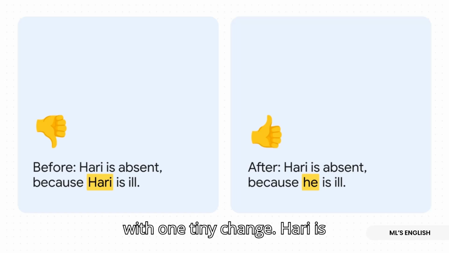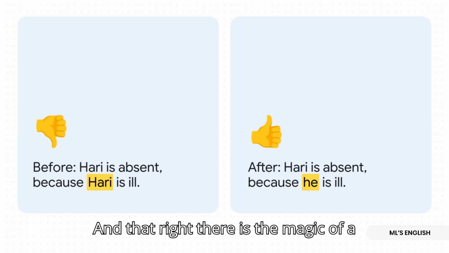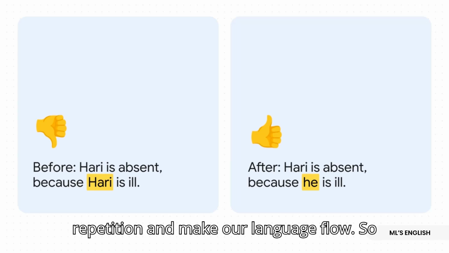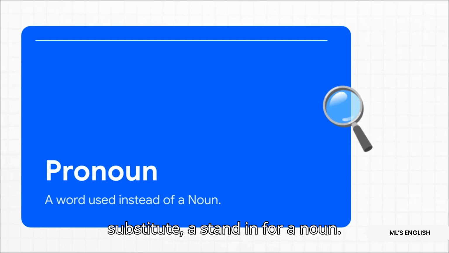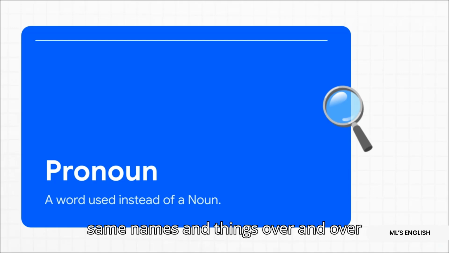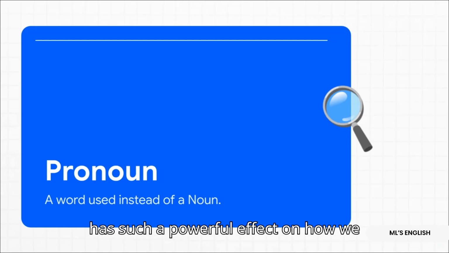Now listen to it with one tiny change. Hari is absent because he is ill. See? It's instantly smoother, more natural. And that right there is the magic of a pronoun. Its job is to stamp out repetition and make our language flow. So at its very core, a pronoun is just a substitute, a stand-in for a noun. You can think of it as a linguistic shortcut that saves us from saying the same names and things over and over again. It's a really simple idea, but it has such a powerful effect on how we communicate.